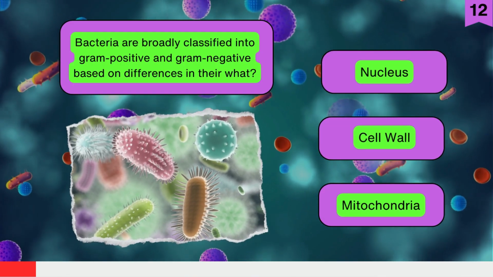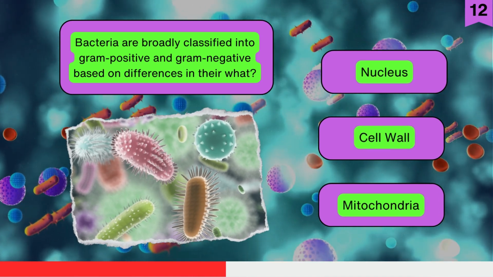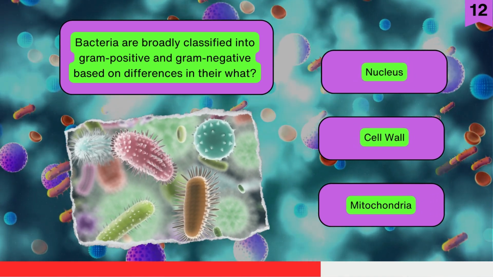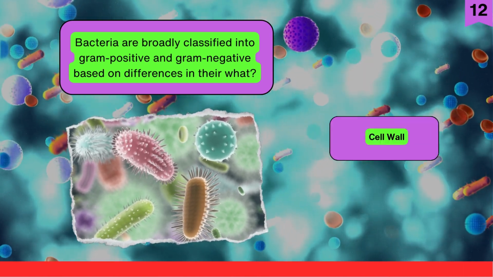Bacteria are broadly classified into gram-positive and gram-negative based on differences in their what? The nucleus, cell wall, or mitochondria? The cell wall.